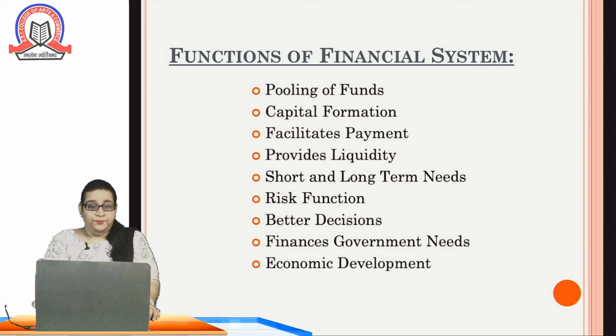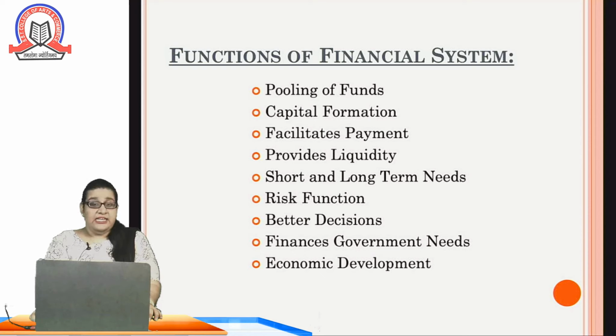Then next, risk function. There is also risk involved in the financial sector. For example, when we invest in some shares, there is a risk involved. The price of the shares may fluctuate every day. So there is a risk factor involved in the financial system.